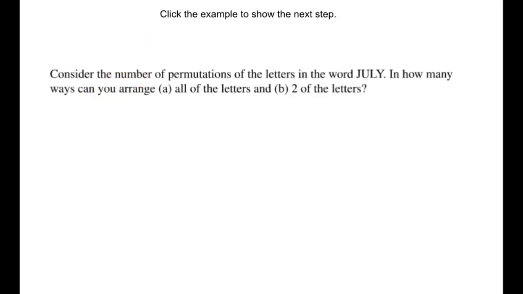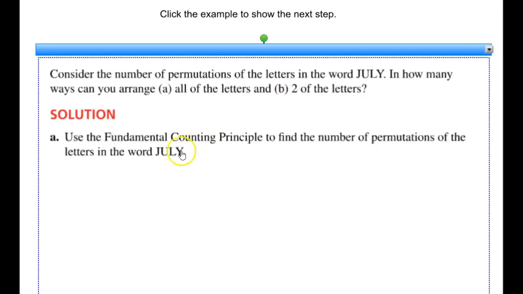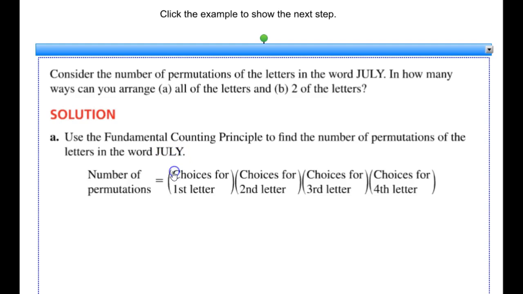So now I want to look at this first example. We want to consider the number of permutations in the letters of the word July. In how many ways can you arrange A, all of the letters, and then B, two of the letters? So we're going to use our counting principle to find the number of permutations in the word July. I have to look at my number of permutations as the choices for the first letter times the choices for my second letter times the choices for my third letter times the choices for my fourth letter.